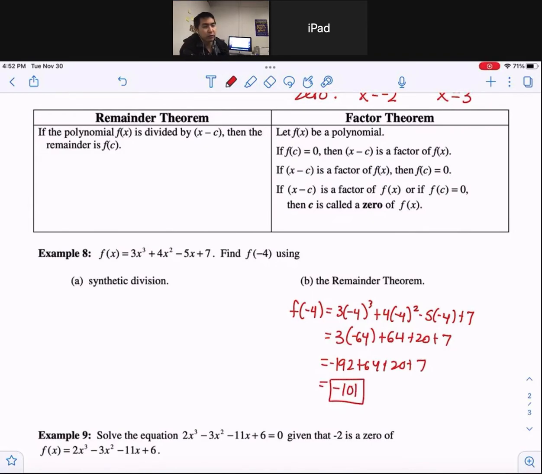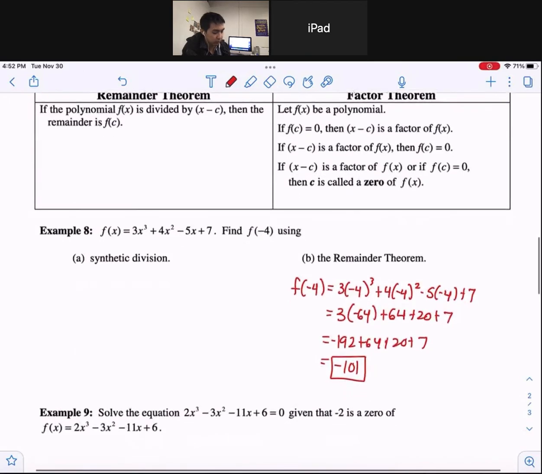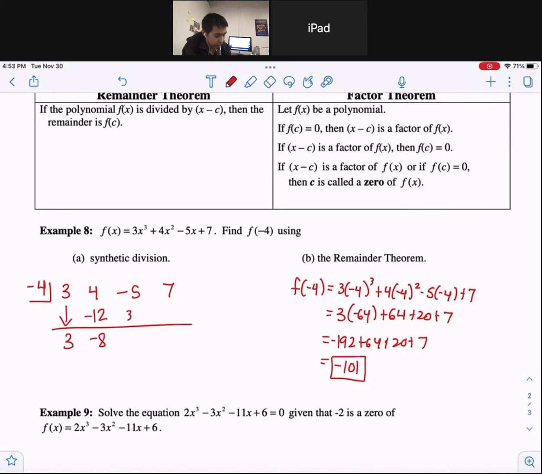Now watch when you use synthetic division through this. -4, coefficients of 3, 4, -5, and 7. 3 times -4 is -12, add 4 to get -8, -8 times -4 is 32, add -5 to get 27, 27 times -4 is -108, and -108 plus 7 is -101. Do you guys notice anything?